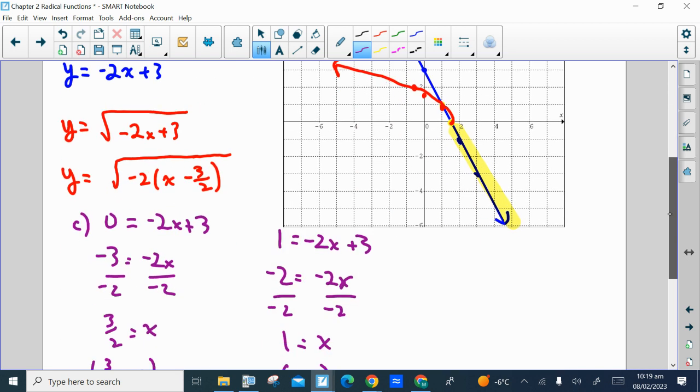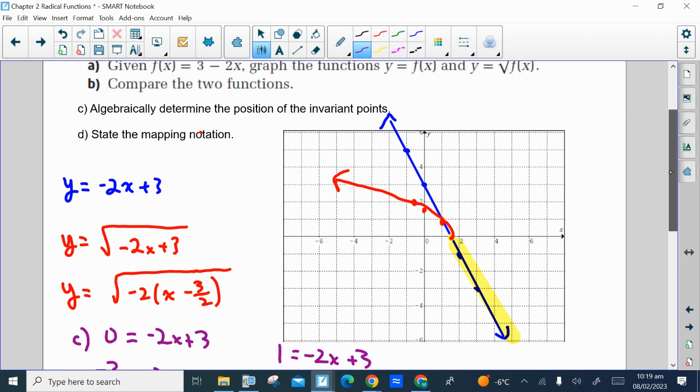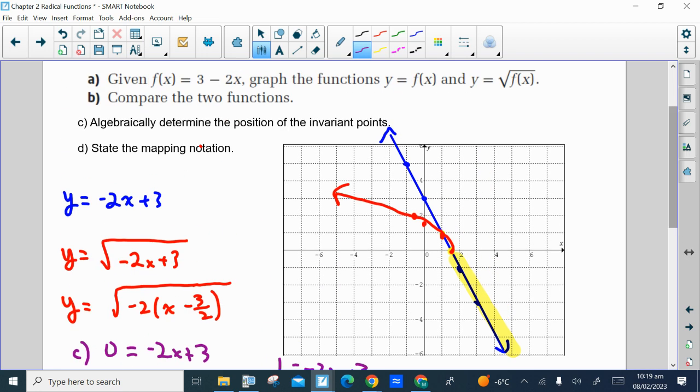Our mapping notation would be x, y maps into x, the root of y, because that's what we did. We took the square root of all the y values from the original function.